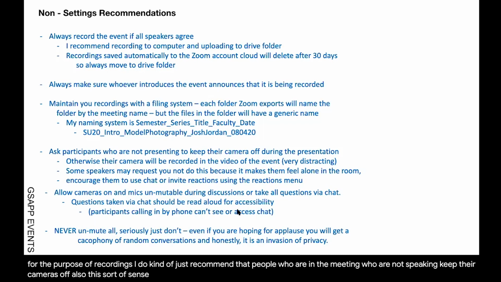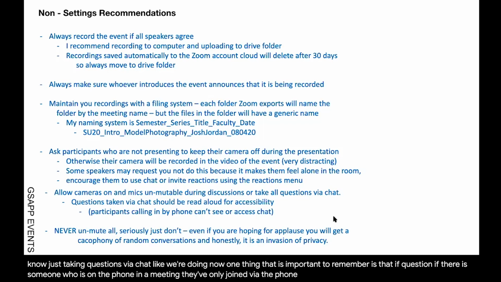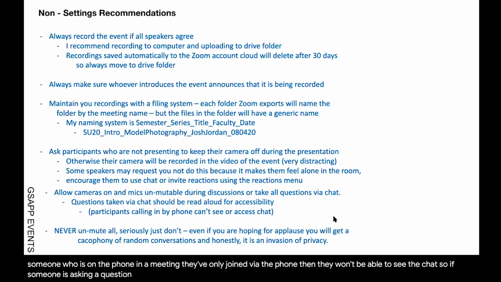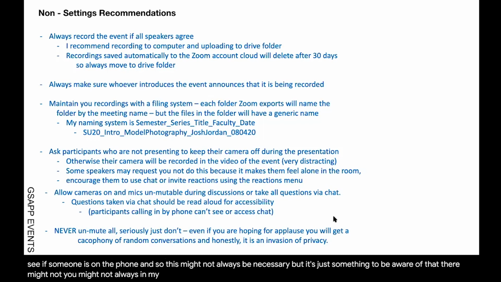Also, there's this setting about whether or not you allow people to unmute themselves during discussion, and taking questions via chat like we're doing now. One thing that is important to remember is that if someone has joined a meeting only via the phone, they won't be able to see the chat. So if someone is asking a question, repeating the question into the audio of the meeting is important. You're going to be able to see if someone is on the phone, so this might not always be necessary, but it's something to be aware of, that the questions and the things popping up in the chat might not always be visible.